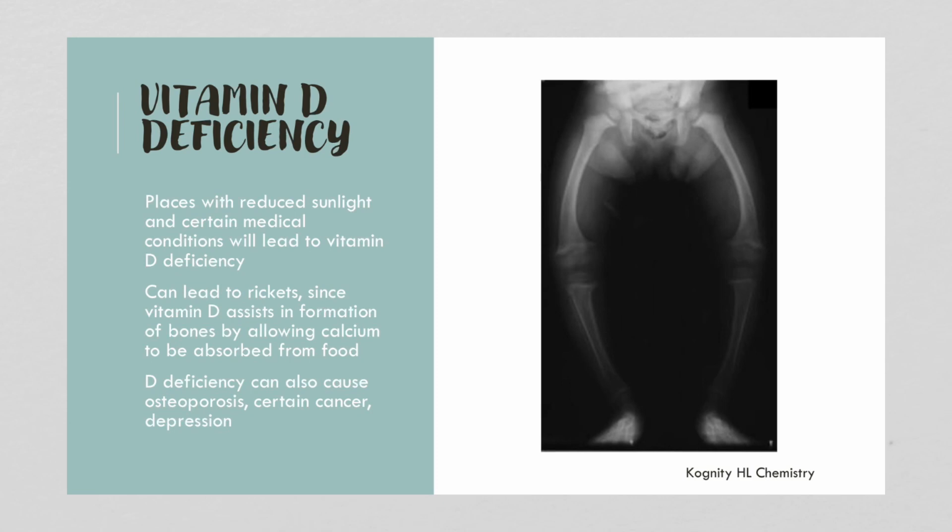Vitamin D deficiency is seen in places where there's less sunlight during parts of the year and in people with certain medical conditions that can't absorb or produce vitamin D. This deficiency can lead to a condition called rickets. You can see a child here that has rickets. Their long bones have curved because they weren't able to make strong bones because of the deficiency.